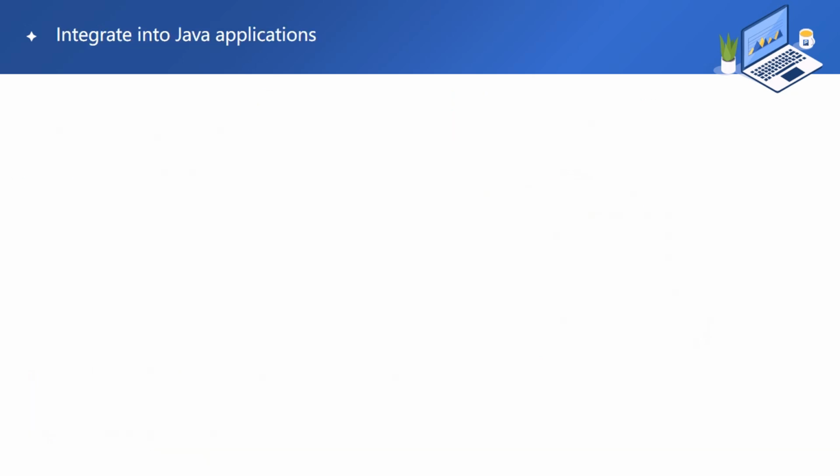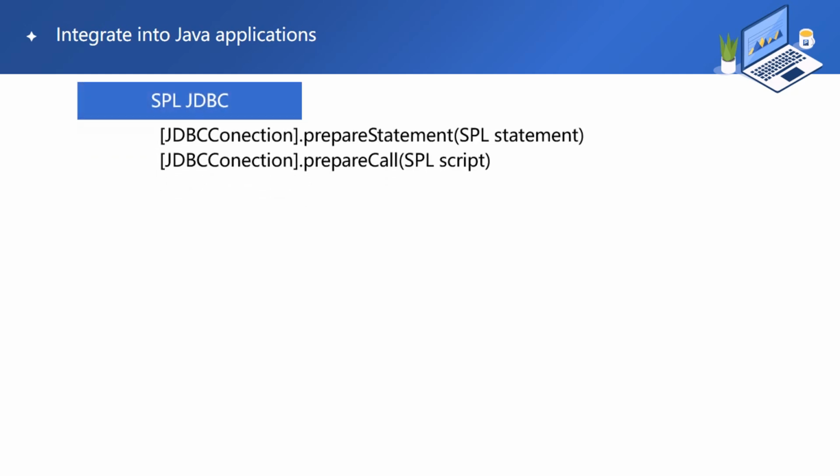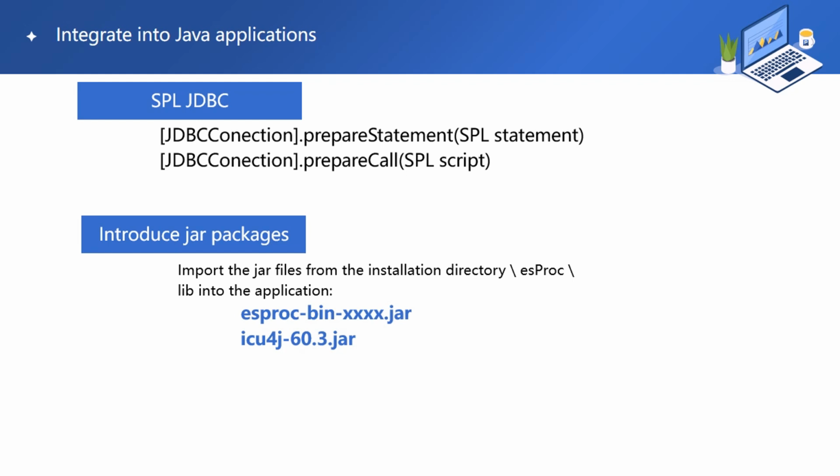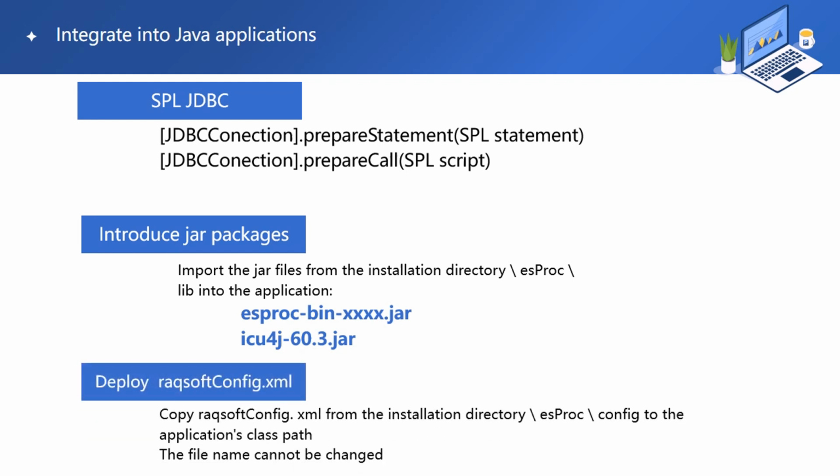After the initial calculation attempts, let's take a look at how to integrate these codes into Java applications. SPL offers standard JDBC, which can provide data querying and computing capabilities to Java applications like executing SQL or calling stored procedures. Just need to import these two jar packages into the application. Then place the SPL configuration file in the application class path. Raqsoft config XML is the core configuration file of SPL, and its name cannot be changed.